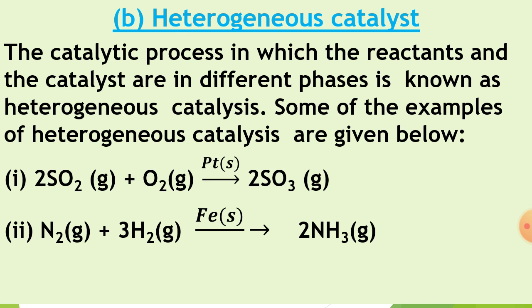One more example you can think of for heterogeneous catalysis is the hydrogenation of vegetable oil in the presence of nickel, and one more example is the Ostwald process for the formation of nitric acid. So these are also examples of heterogeneous catalysis.